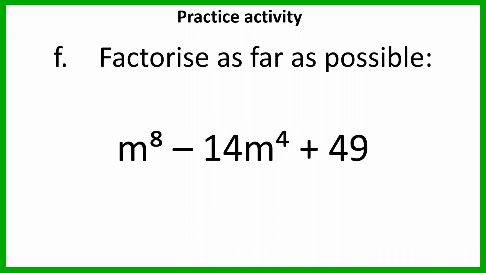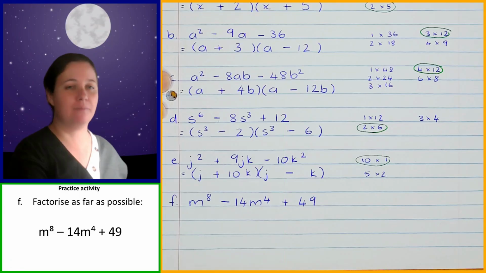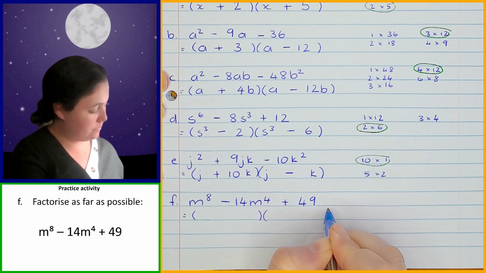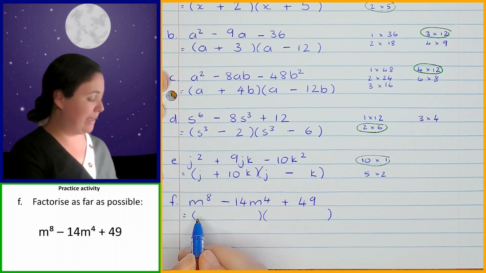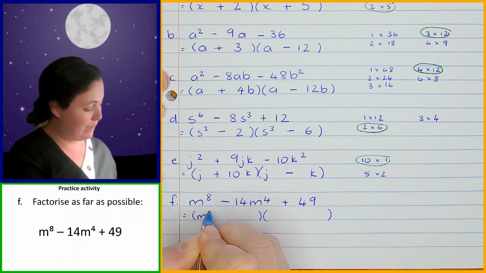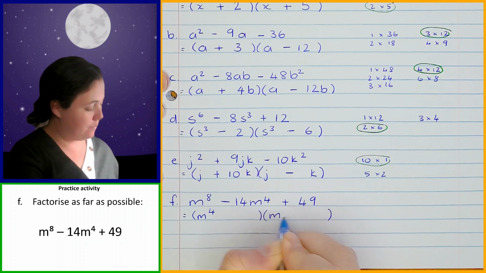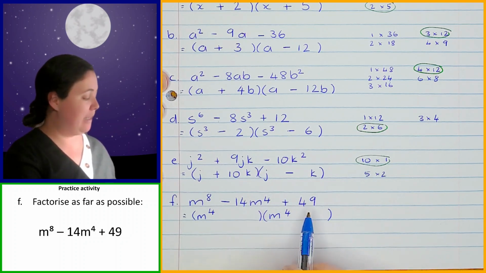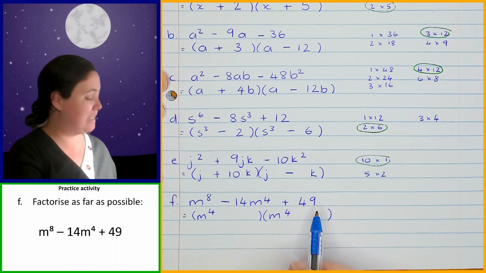Okay, so let's go through that question and see what you should have got. Right, so we're going to start off by putting down our brackets. So in the first set of brackets, I'm going to have the square root of m to the power of 8, which is m to the power of 4, which is the same as what I've got in my middle term over here. Then I need to find out what my factors of 49 are.